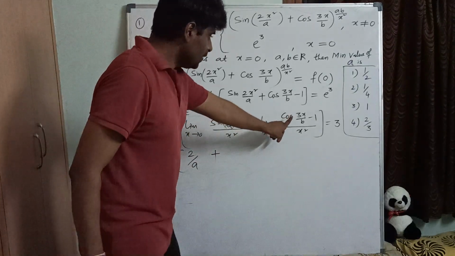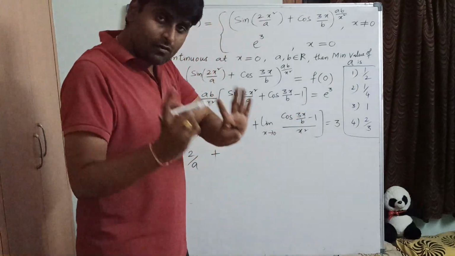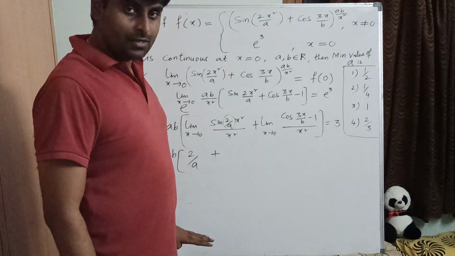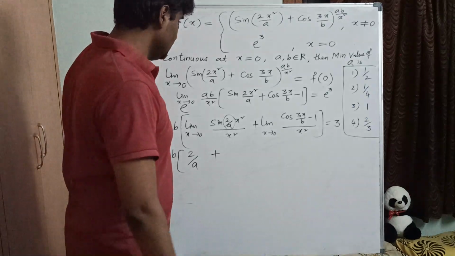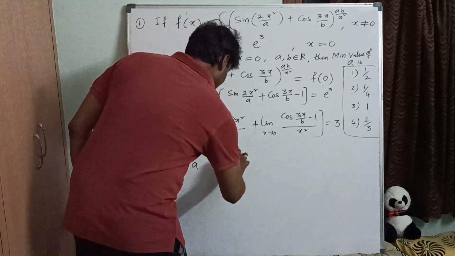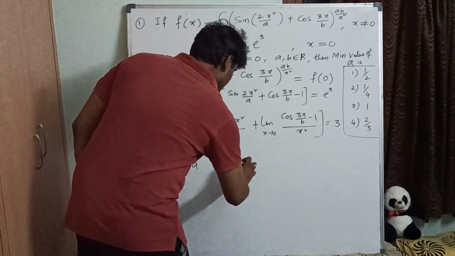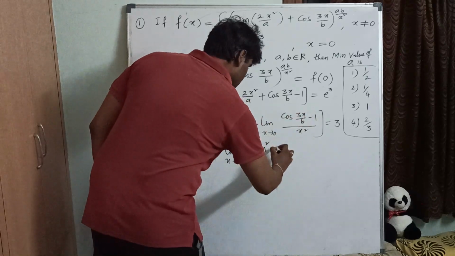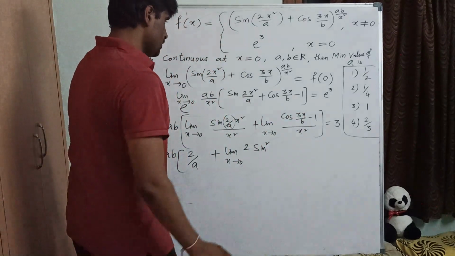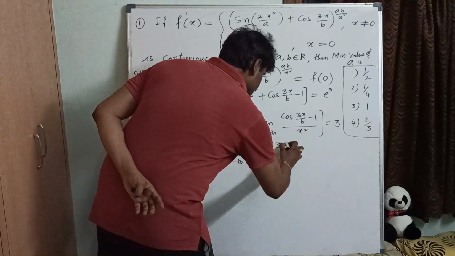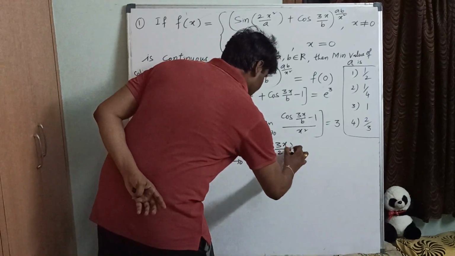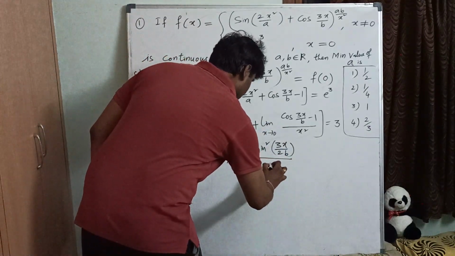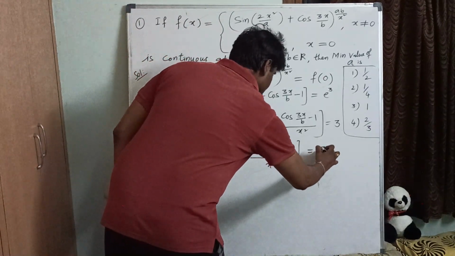Now here it is cos something minus 1, or 1 minus cos something. What is the formula for 1 minus cos x? 2 sin square x by 2, correct? So limit x tends to 0, what can I write here? 2 sin square, this one by 2, so 2 sin square 3x by 2b. This is 2 sin square x squared I can write, so by x square, equals to 3.